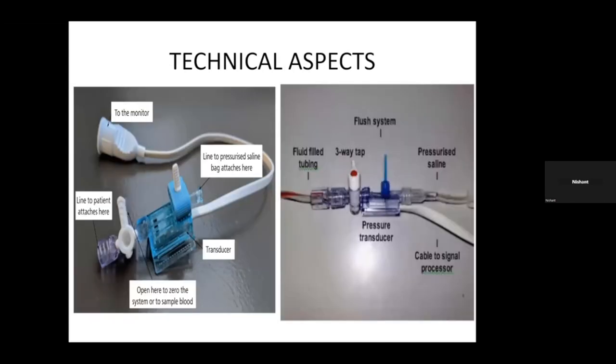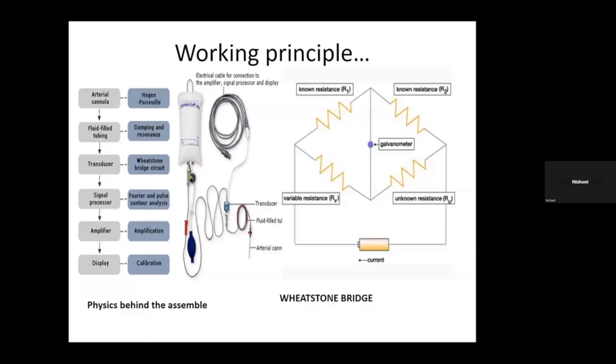So these are the technical aspects or physical principles underlying the invasive blood pressure. We have patient end to which our arterial cannula is connected with a stiff tubing, and we have a stopcock to zero the line. We have a transducer to which is attached a flexible diaphragm and a Wheatstone bridge. And we have a line connected to a pressurized saline bag, and we have a monitor end, which will give us the invasive blood pressure arterial waveform with Fourier analysis. So this is the working principle of all the components of our invasive blood pressure monitoring.